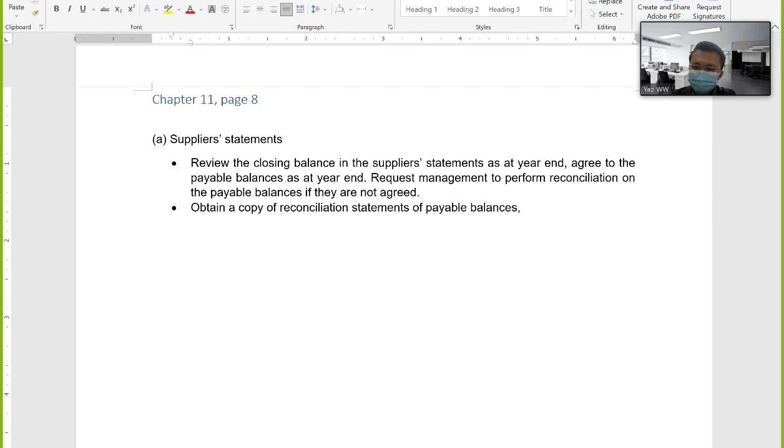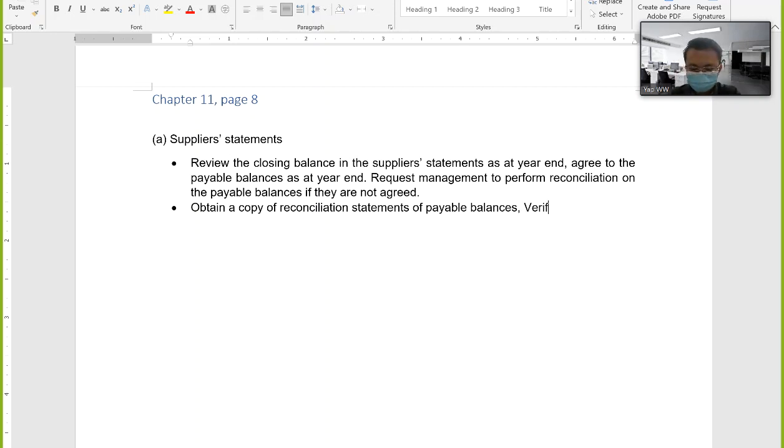Supplier sent us the goods. Supplier recorded their sales, but our side here, we haven't received the invoice yet. We only received the goods. We haven't received the invoice, therefore we don't record the payable balance. That's why we got a difference.